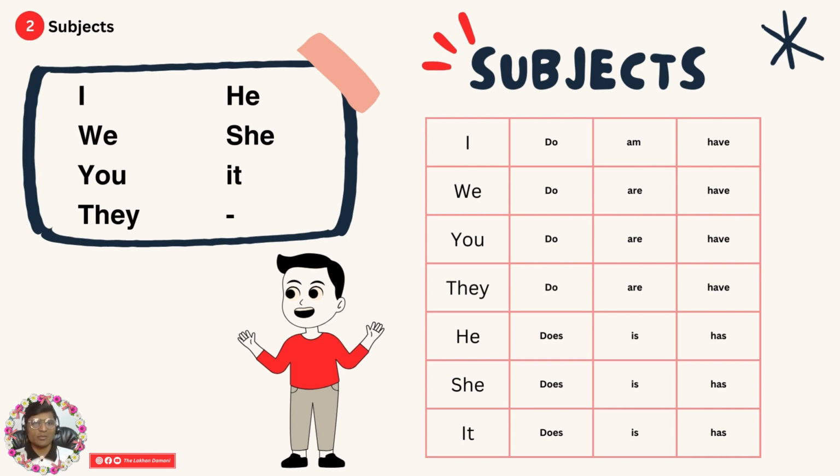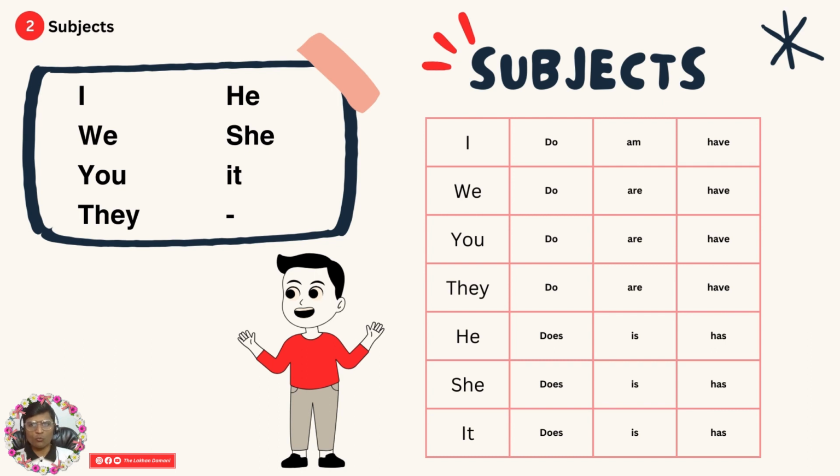Number 2, subjects. We have already understood structure, now we have subjects. When we talk about subjects, these are all the subjects we have: I, we, you, they, he, she, it. Let's try to understand the use of them with the forms of to be, do, and have, has. I do, I am, I have.